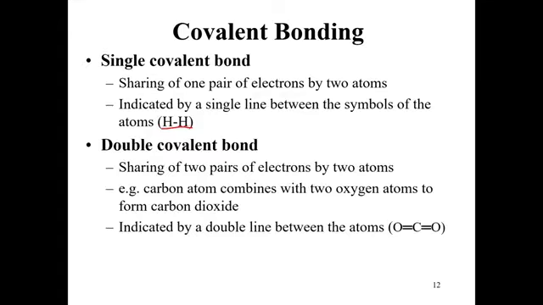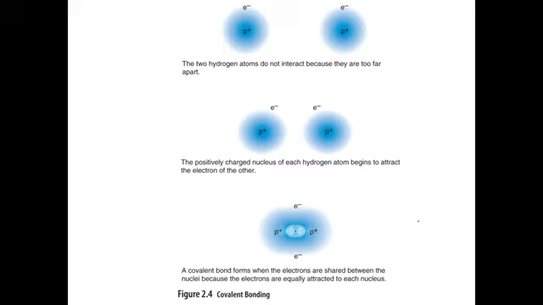Double covalent bonds is sharing of 2 pairs of electrons by 2 atoms. Carbon atom combines with 2 oxygen atoms to form carbon dioxide. It is indicated by a double line between the atoms. This represents 2 covalent bonds. Okay, so this is how atoms share their electrons.